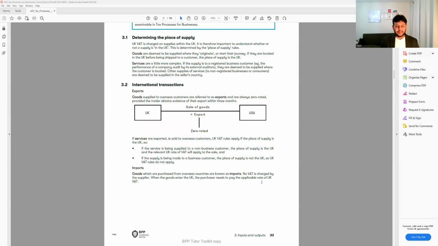The next one, we have import and export. This is quite simple. As I said, if we sell from UK to the USA, we call it export, and export is zero rated. So simple as this. And if we buy from another country to UK, we call it import. Import is a little bit tricky.